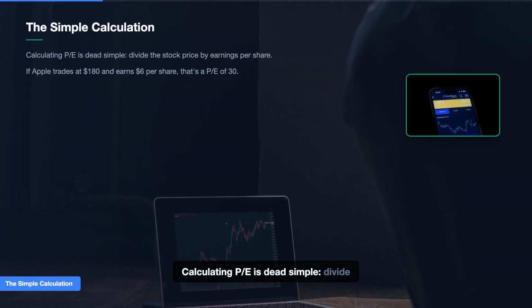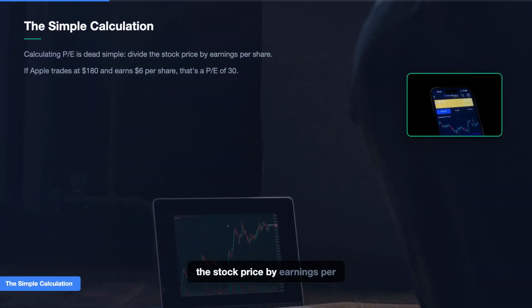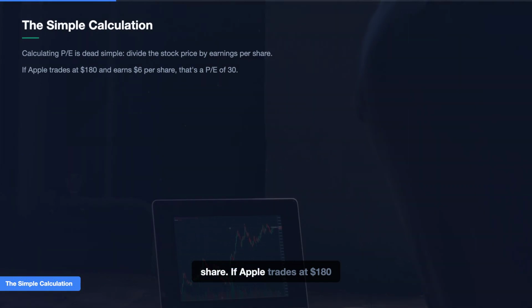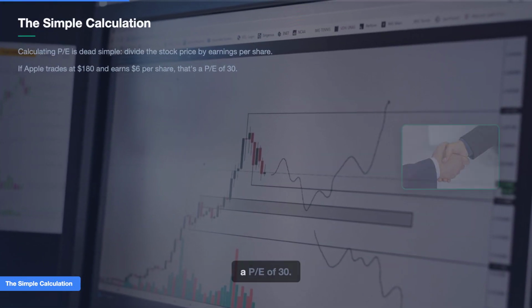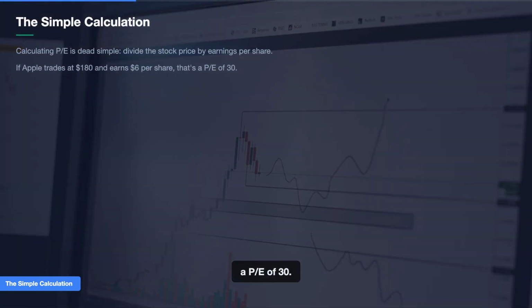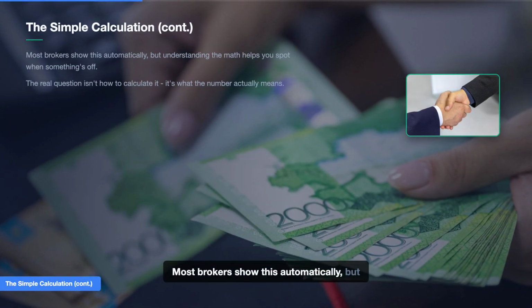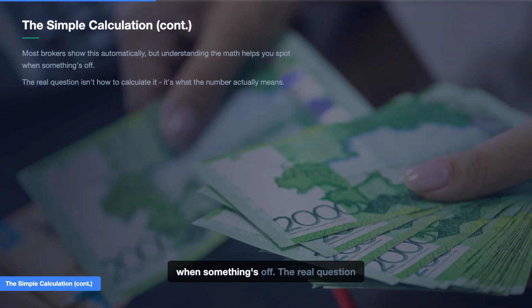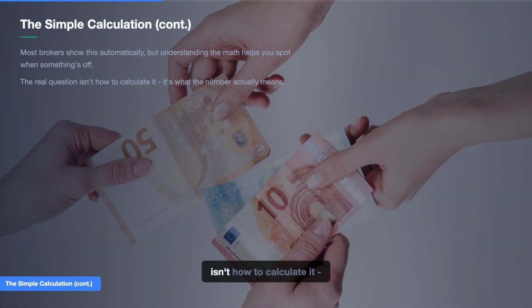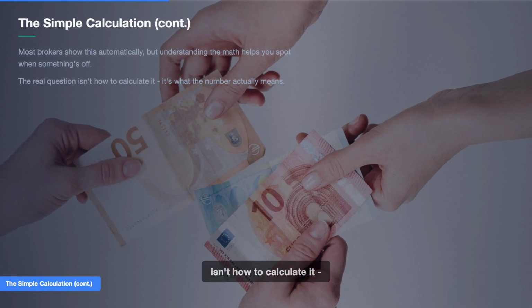Calculating P/E is dead simple. Divide the stock price by earnings per share. If Apple trades at $180 and earns $6 per share, that's a P/E of 30. Most brokers show this automatically, but understanding the math helps you spot when something's off. The real question isn't how to calculate it, it's what the number actually means.